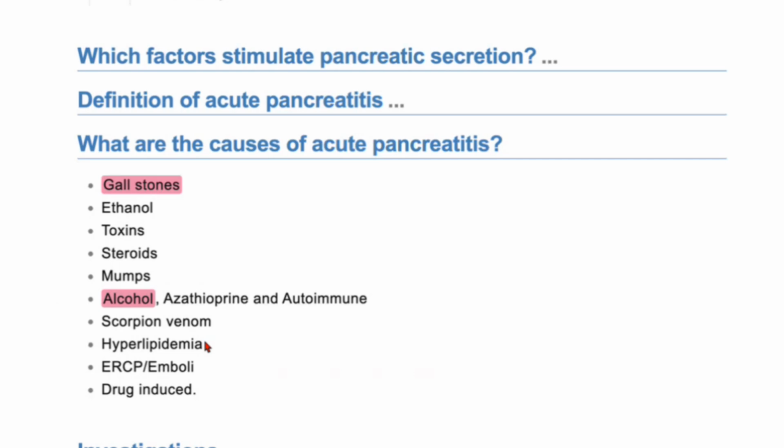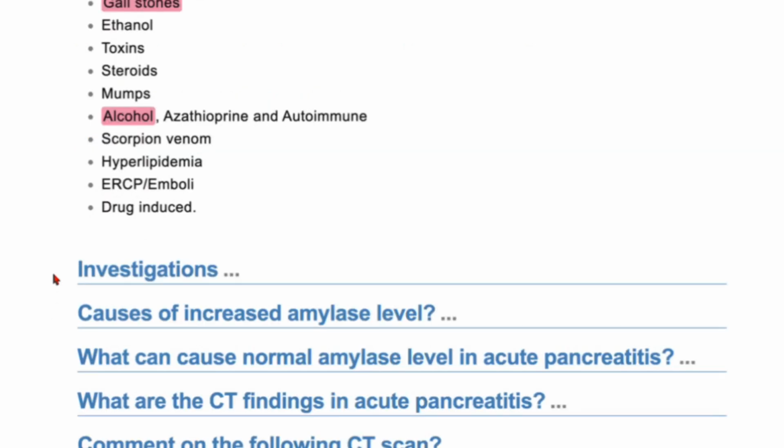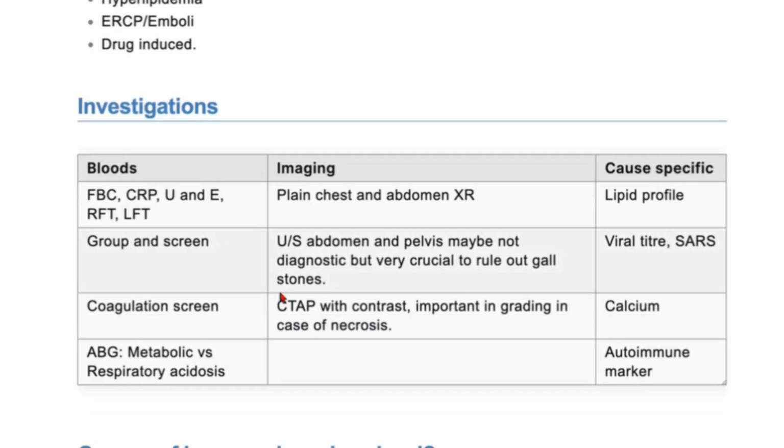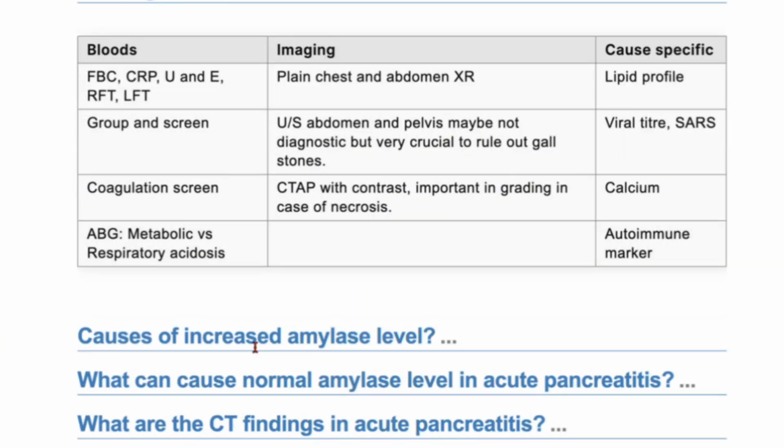Then the specific things I'd like to do for acute pancreatitis would be a lipid profile, calcium, and also to rule out any autoimmune disorders, so I'd like to do an autoimmune screen. What are the causes of increased amylase level? The causes would be chronic pancreatitis, acute pancreatitis, pancreatic necrosis, pancreatic pseudocyst, post-procedure for an ERCP, and any pancreatic surgery. What can cause a normal amylase level in pancreatitis?